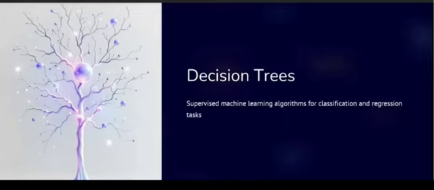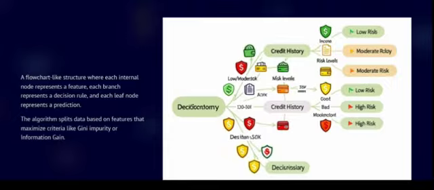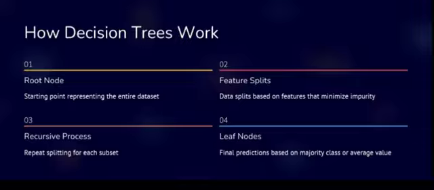Hello everyone, in this video we are going to see what is a decision tree. A decision tree is a supervised machine learning algorithm that can be used for both classification and regression of continuous values. A decision tree is a flowchart-like structure where each internal node represents a feature, each branch represents a decision rule, and each leaf node represents a prediction. The algorithm splits data based on features that maximize criteria like Gini impurity or information gain.